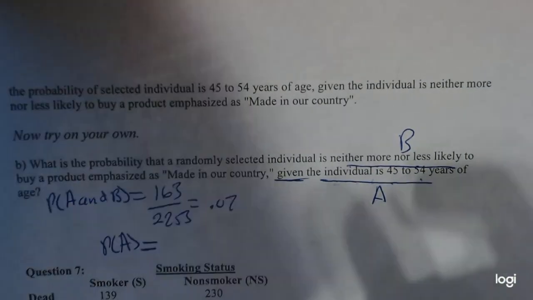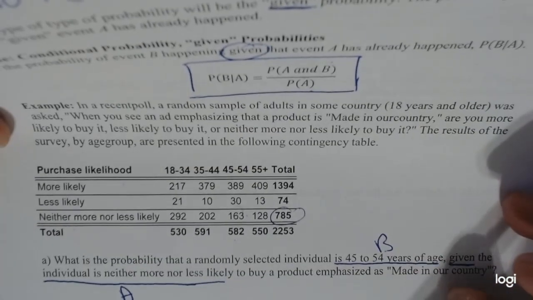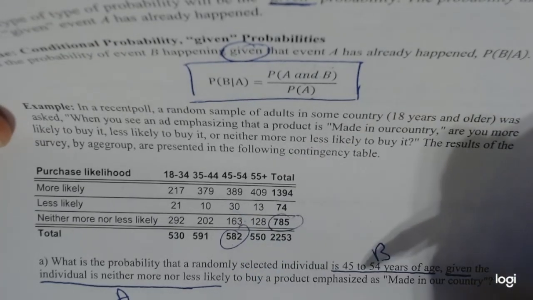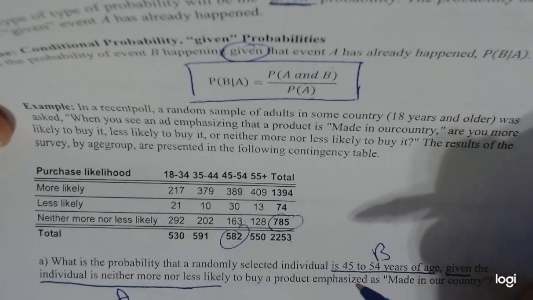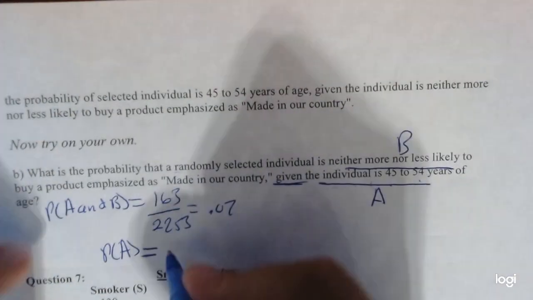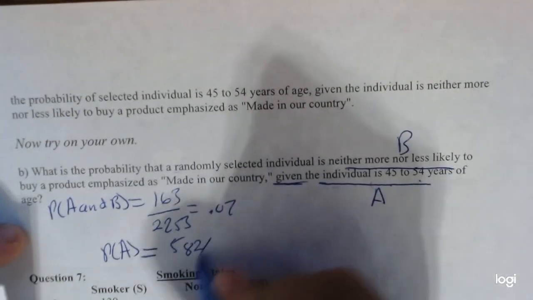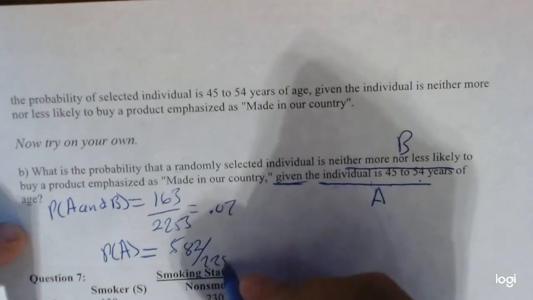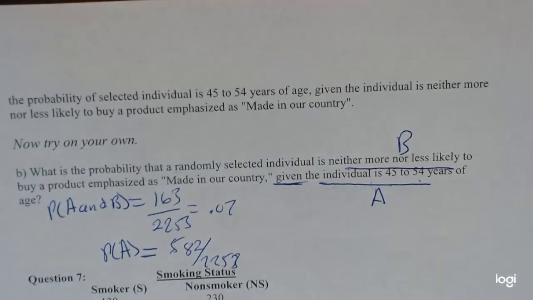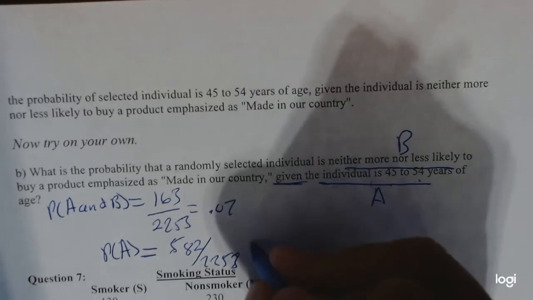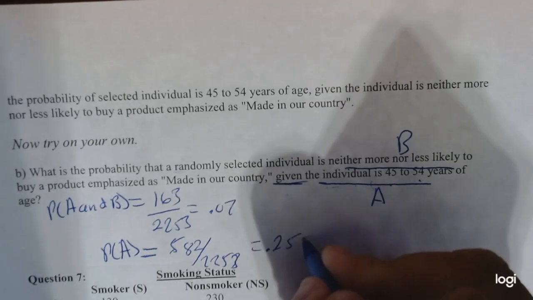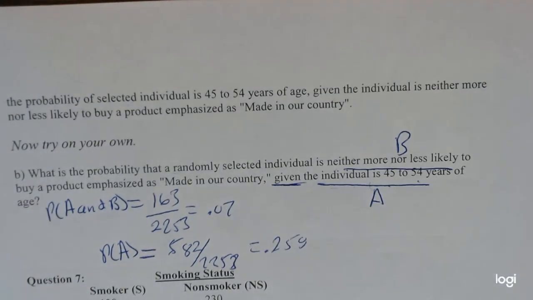So how many people are between the ages of 45 and 54? 582 over 2253. Okay. And then once we divide them, we get the decimal itself. So approximately 0.258. Okay. And now we get our final.